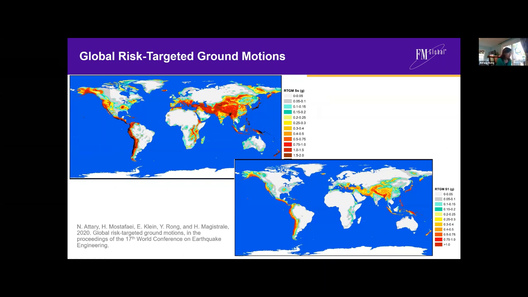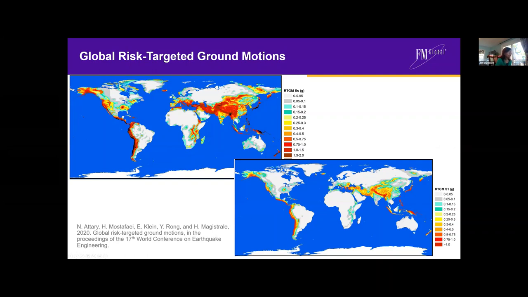With OpenQuake, we are able to calculate hazard for all the models because OpenQuake is transparent and easy to use. So we are able to do a lot of sensitivity tests. We are able to examine model uncertainties, and we are even able to adjust some model components based on our own analysis. So by the end, we calculated hazard for the whole world. And our first application of the global hazard is to create global risk targeted ground motions.